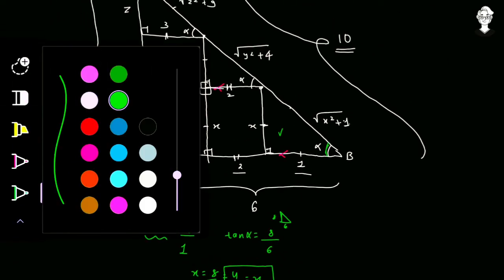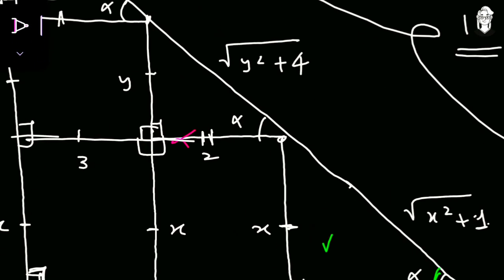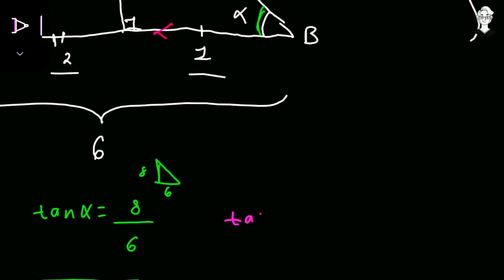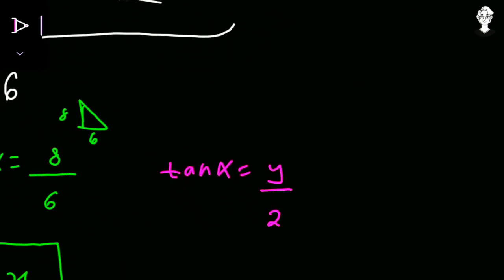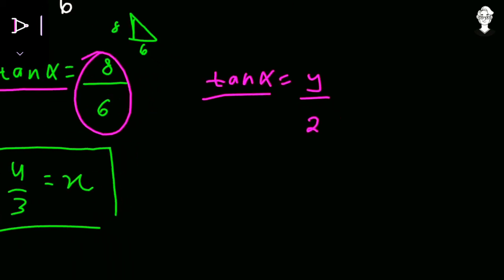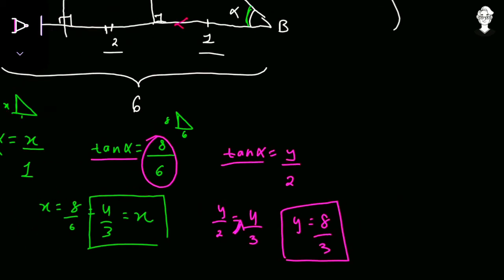Now let us solve for the value of y. Again, in this right angle triangle from here to here, you can observe we have the same alpha, so again I can take the value of tan alpha. Tan alpha now becomes y upon 2, from the perspective of that triangle. Comparing this and this, tan alpha is 8 by 6 and tan alpha is y by 2, so y by 2 becomes 8 by 6, that is 4 by 3. So y is equal to 8 by 3.